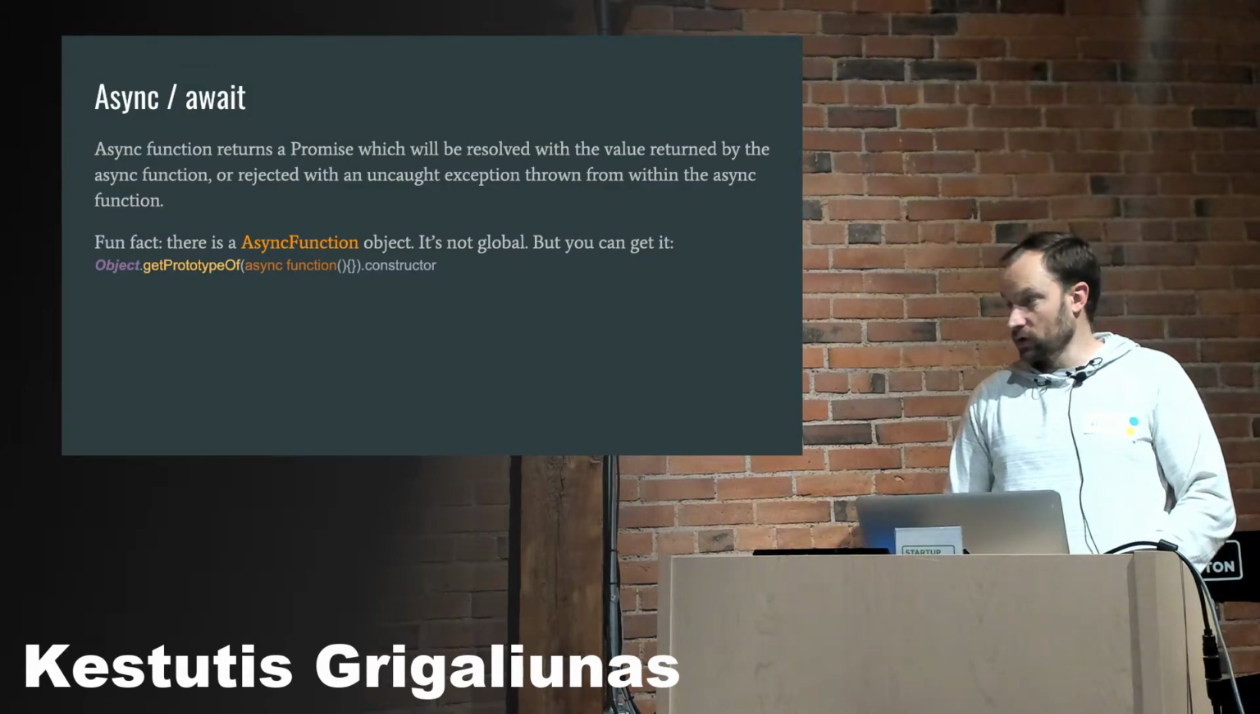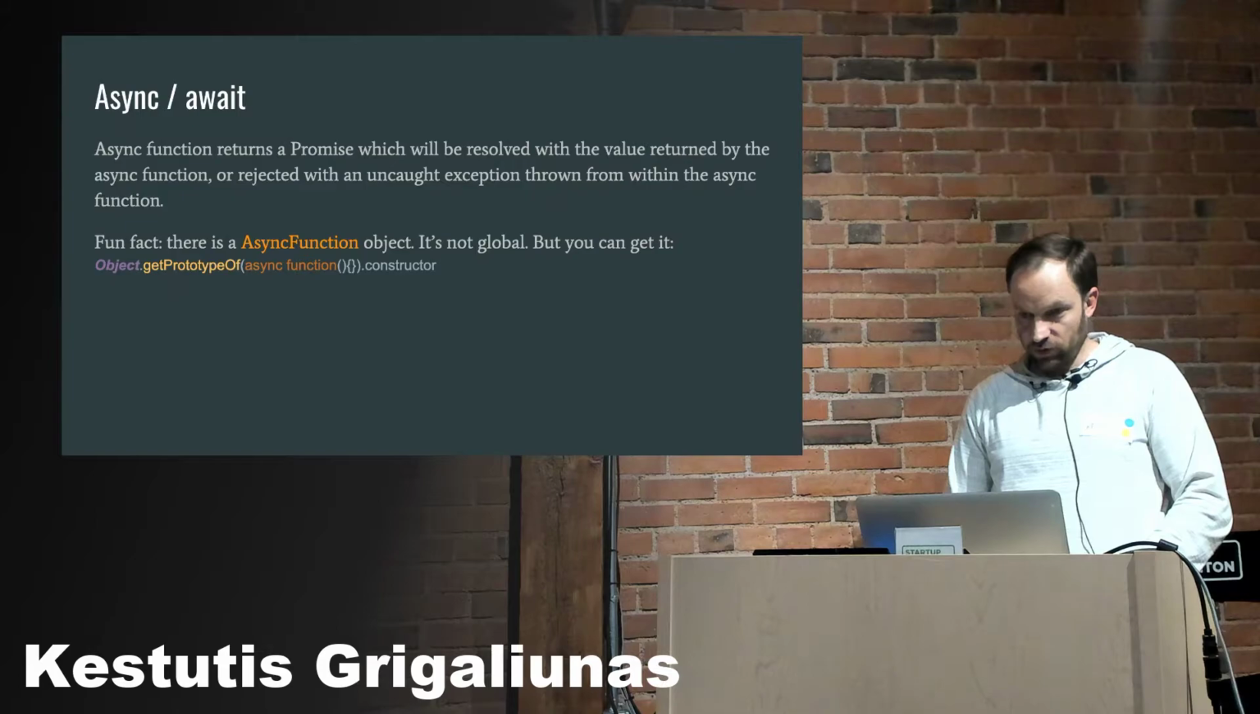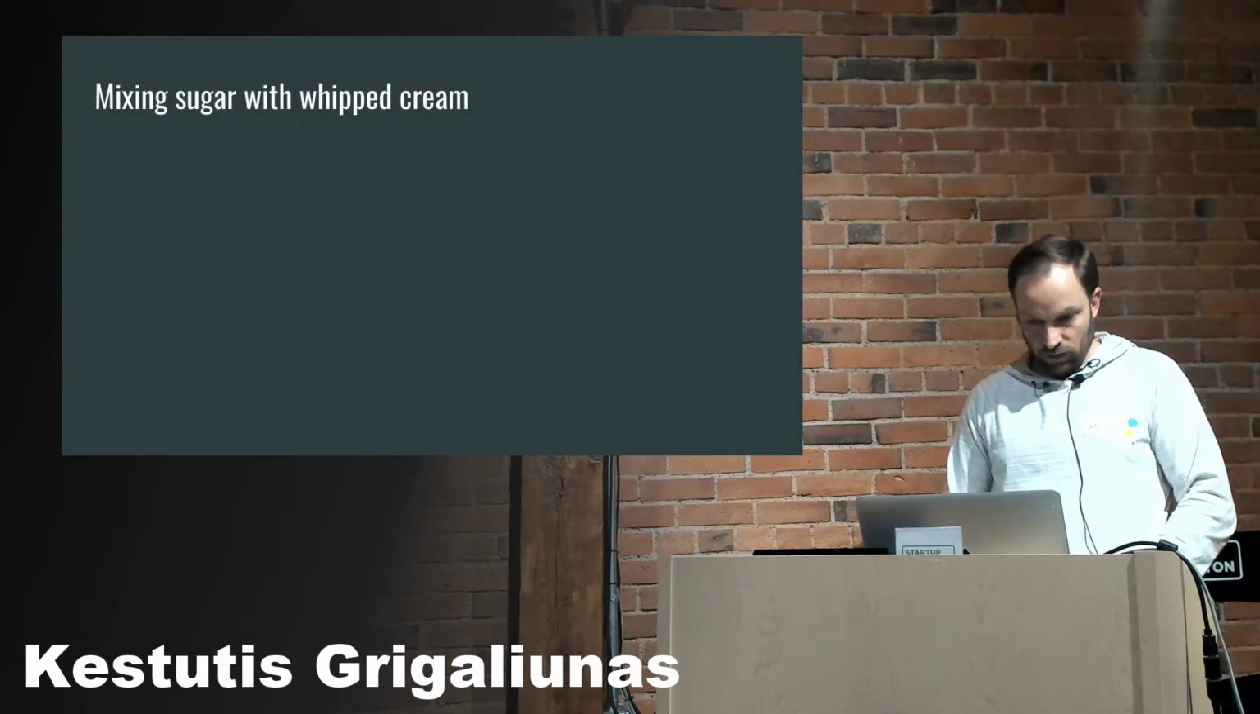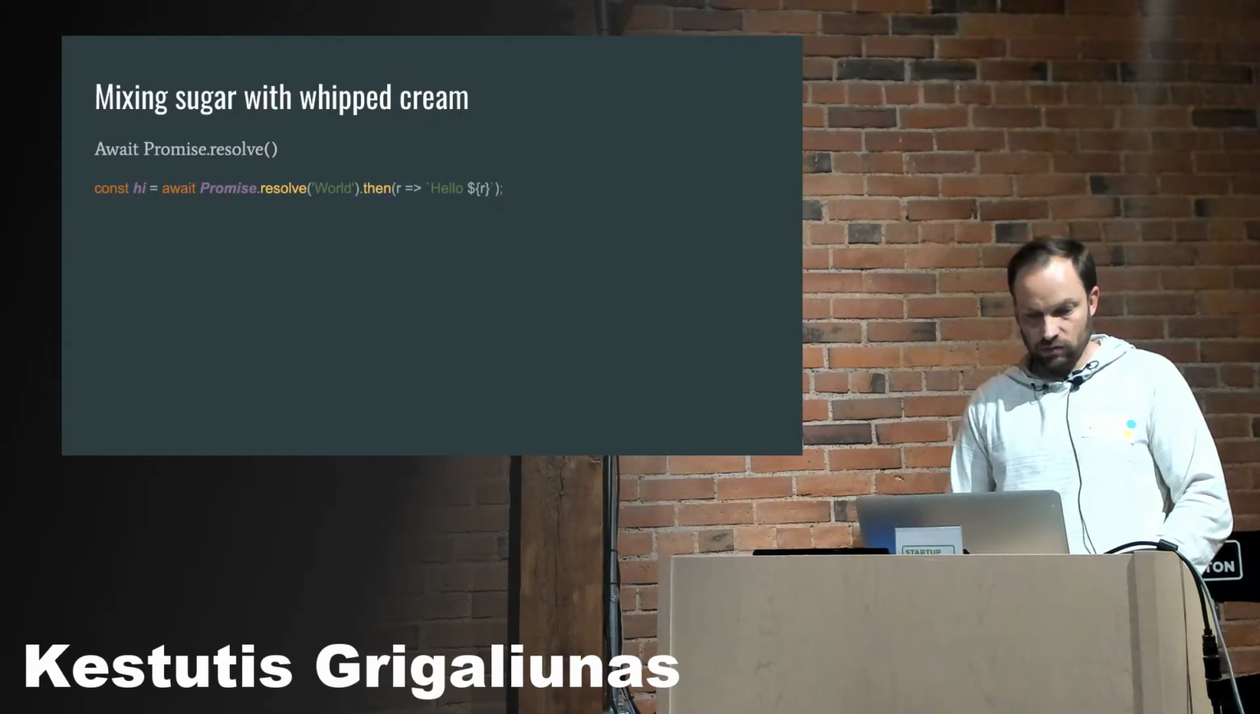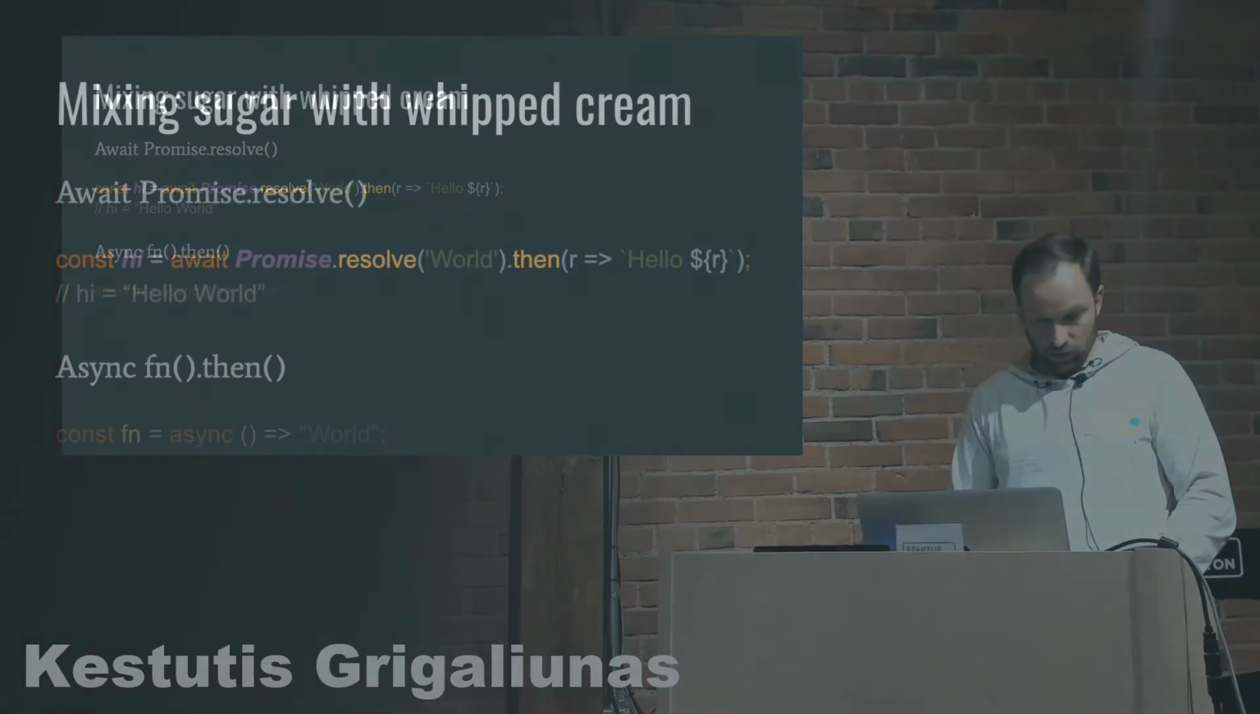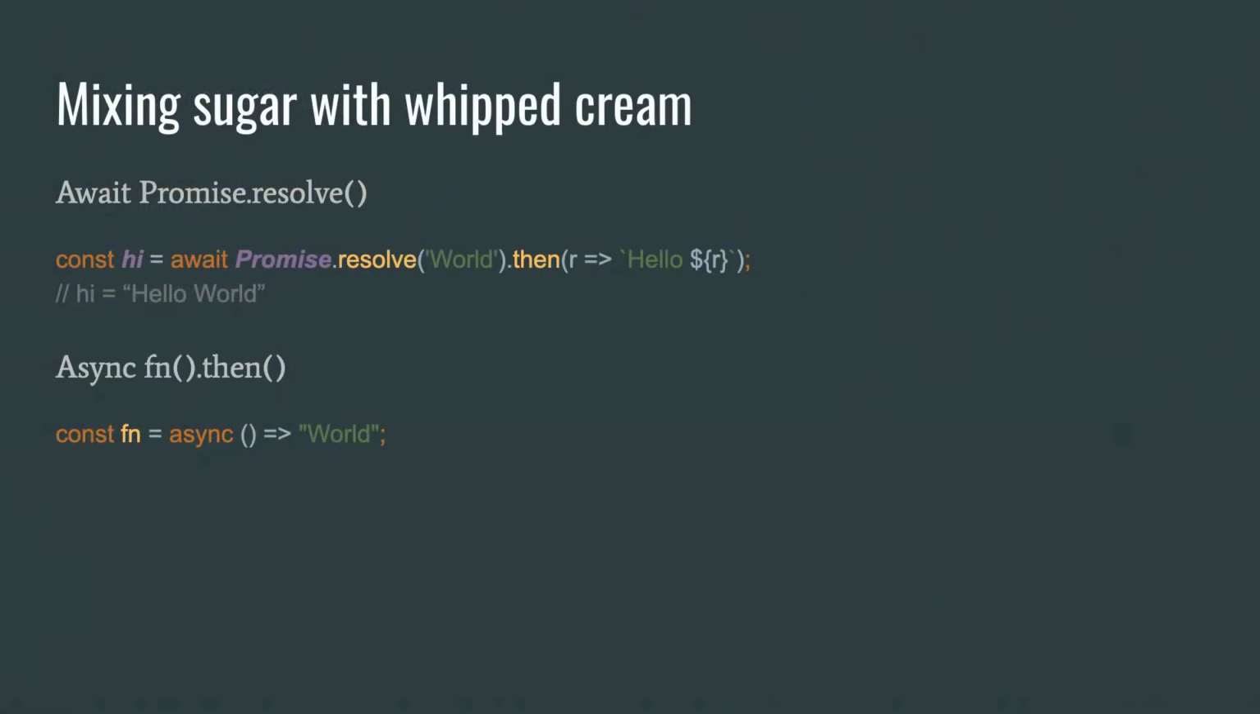If you want to play with it, I think there is a problem: it doesn't include the parent closure, so you're losing all the variables around it. So can you mix it? Basically you can await a promise, and the other way around, an async function is awaitable too.